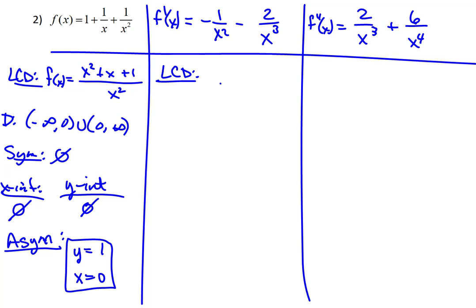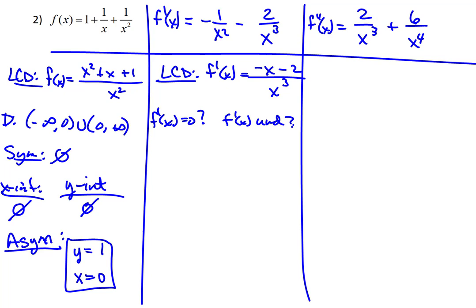It's just easier to use it that way. So we could say f prime of x would be negative x minus 2 all over x cubed. That's just getting an LCD of x cubed for those terms. And of course we'll use this first derivative to find any critical numbers. So we'll say here is f prime of x equal to 0, or is f prime of x undefined anywhere.